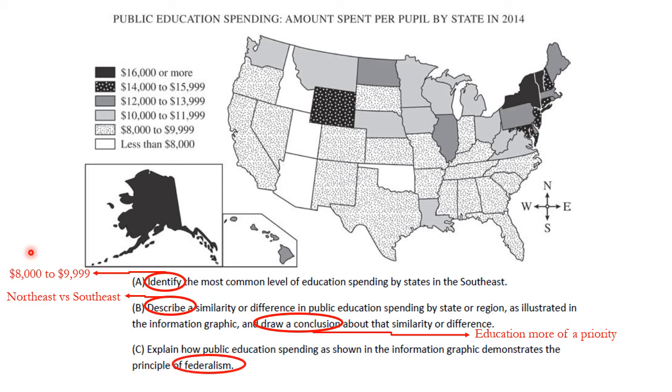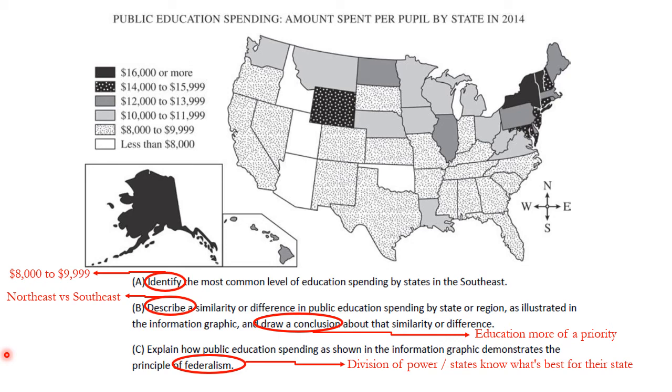Okay, part C. Explain how public education spending, as shown in the information graphic, demonstrates the principle of federalism. All right, so this map just screams federalism as soon as I looked at it. And when I create my outline, I'm going to make sure I talk about federalism being the division of power, and I want to make the point that states know what's best for their state. In other words, each state gets to choose what they want to do with spending for education. And this is the great thing about federalism: it creates a division of power.